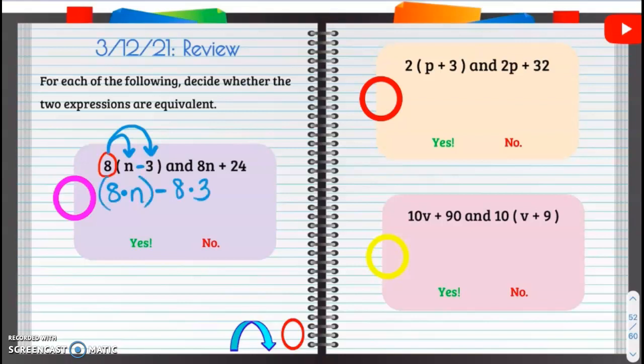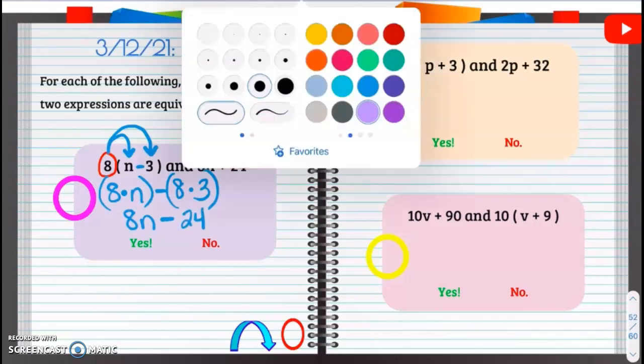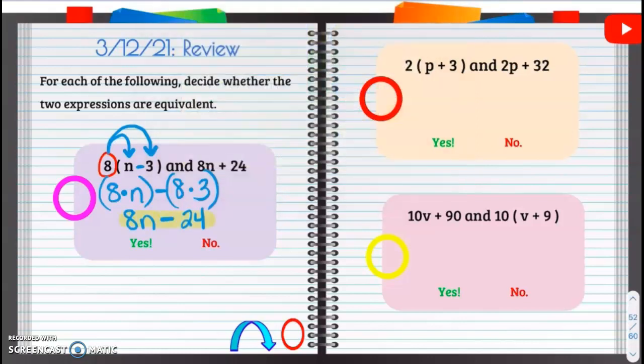What is 8 times n? Well, it's just 8n, 8 times n. Keep that minus. What is 8 times 3? That's 24. Is 8 times n minus 24 the same as 8 times n plus 24?